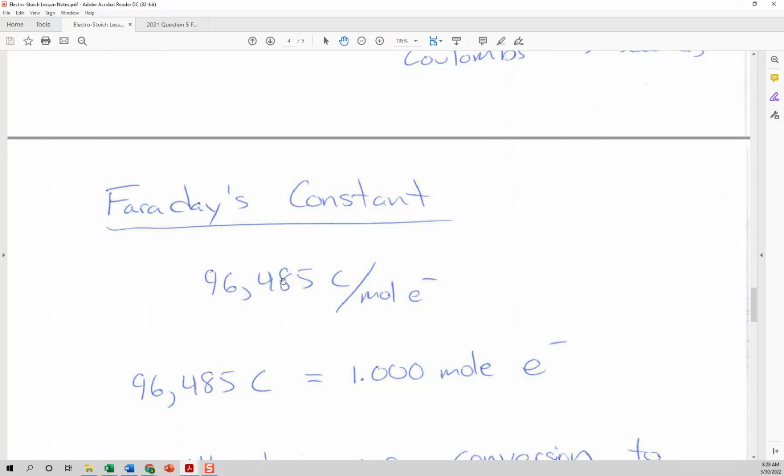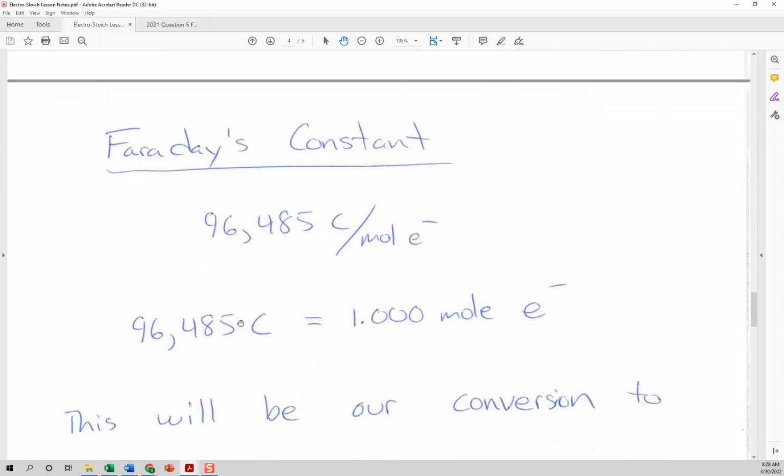So Faraday's constant, and this value is also on your formula sheet. It tells you that there's 96,485 coulombs for every 1 mole of electrons. So think of it as an equality. You could say 1 mole of electrons for every 96,485 coulombs, or 96,485 coulombs for every 1 mole of electrons.